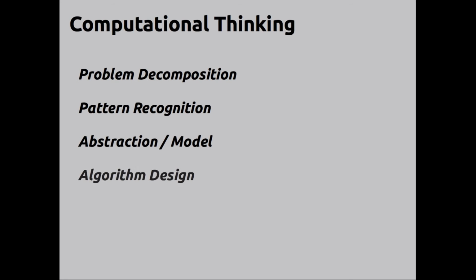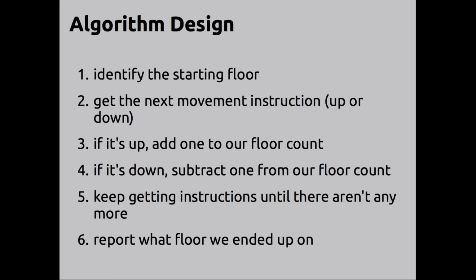And finally, number 4, algorithm design. Our algorithm, then, the series of steps we would give to someone, whether it's a person or a computer, to solve the problem, would look like this. Identify the starting floor, get the next movement instruction, either up or down. If it's up, add 1 to our current floor count, and if it's down, subtract 1 from our floor count. Keep getting instructions until there aren't any more, and then report what floor we ended up on.